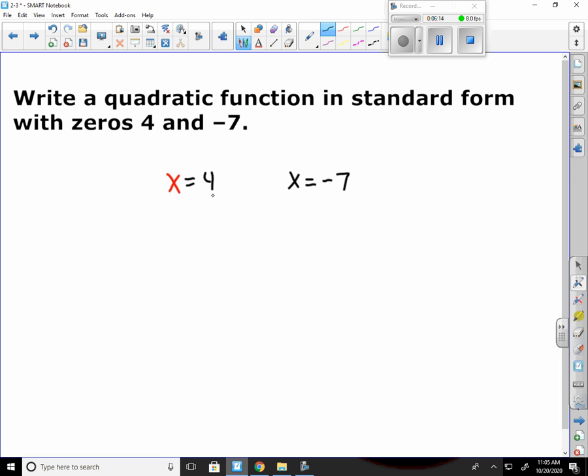From here, I want to get this over to the other side. So I have to subtract it. x minus 4 equals 0. x plus 7 equals 0. If you remember from the way we've been doing this, we would have broken these apart to get to this point. So let's go backwards there. x minus 4 and x plus 7.